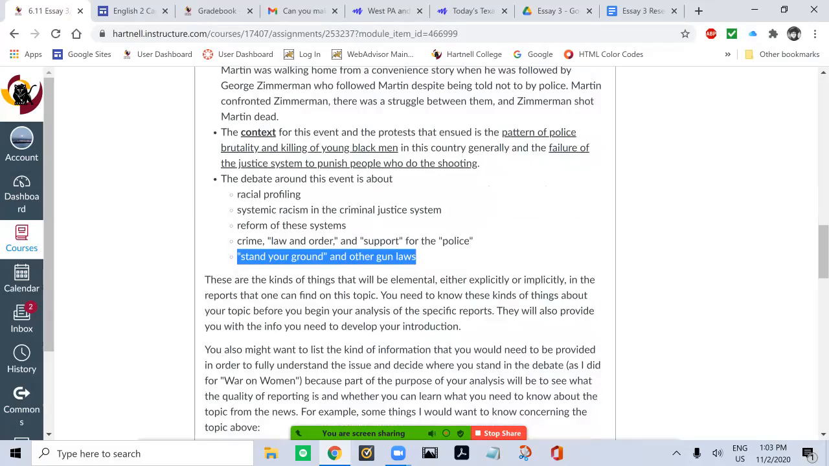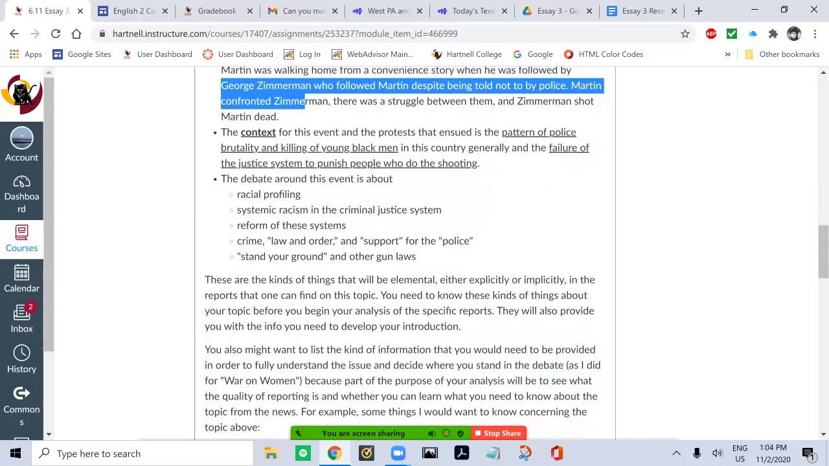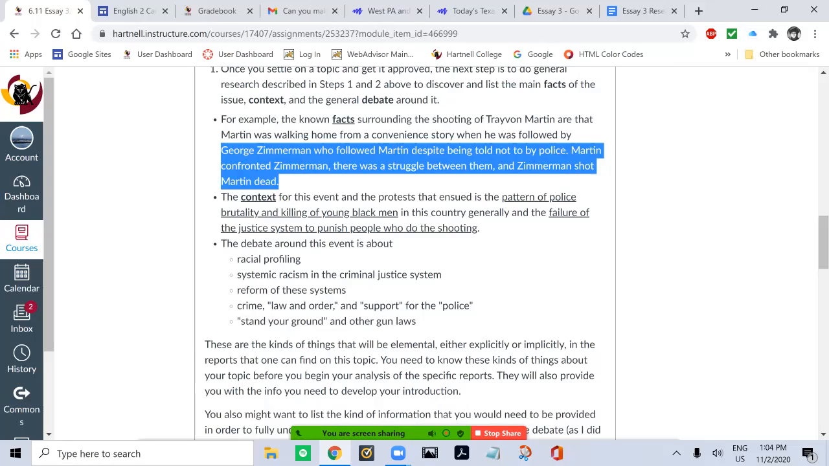Stand your ground. So whether or not that should be the law in Florida is a legitimate debate for people to be having as it relates to this thing that happened. All right, so this is a list of issues that I made that are relevant to discuss in news media coverage of this story.